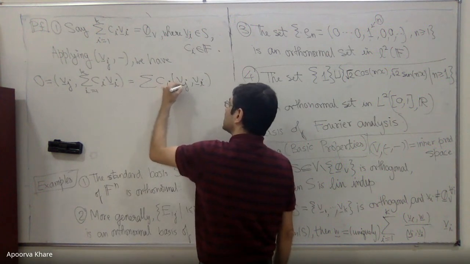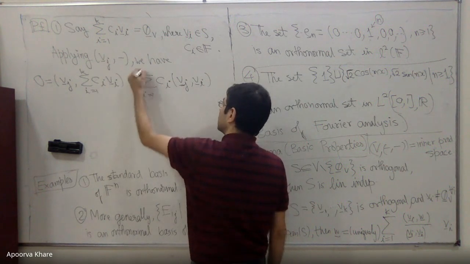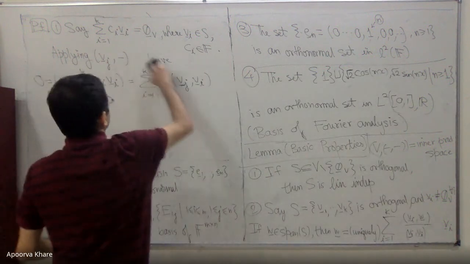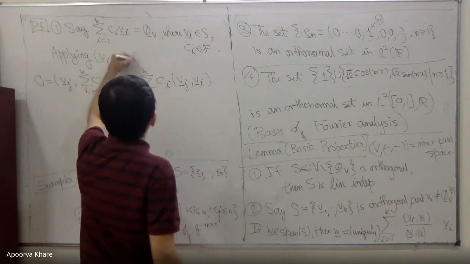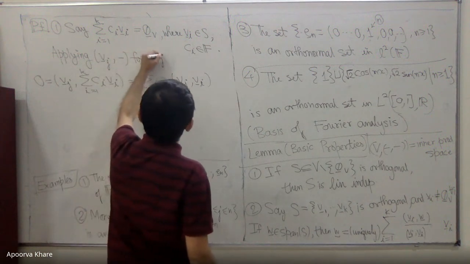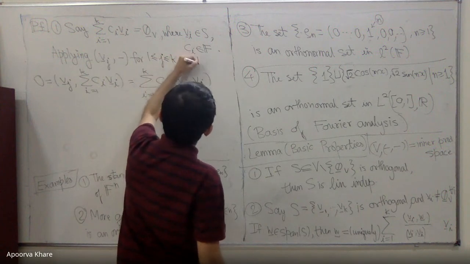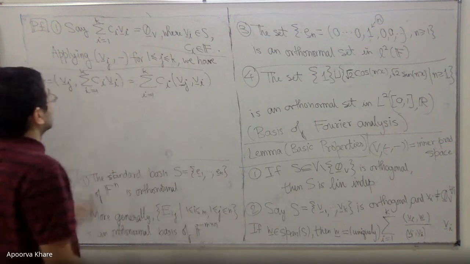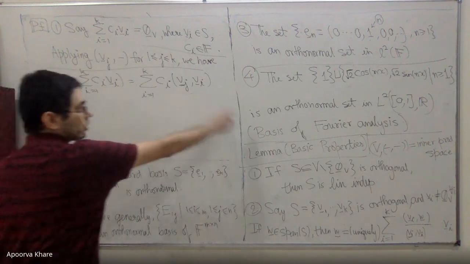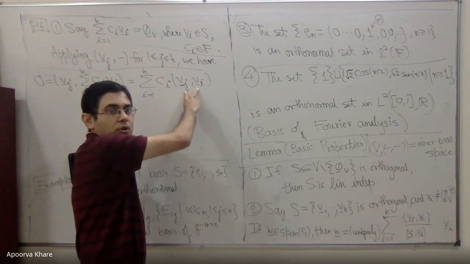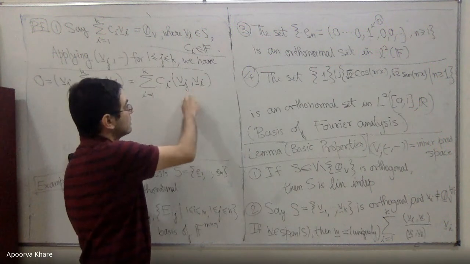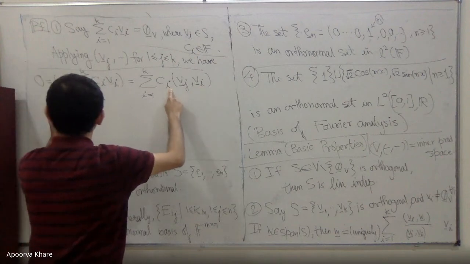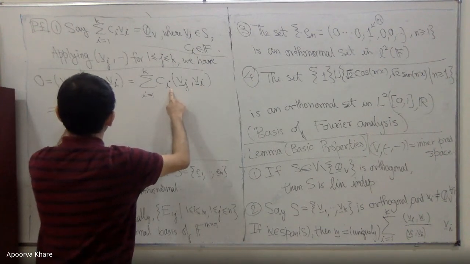But now notice that these are all orthogonal. I should maybe have said applying Vj for j between 1 and k. Okay, but now these guys are orthogonal. Therefore, this is always 0 except when j equals i. So the only term that survives is i equals j. And then this is Cj, and then you get Vj, Vj.